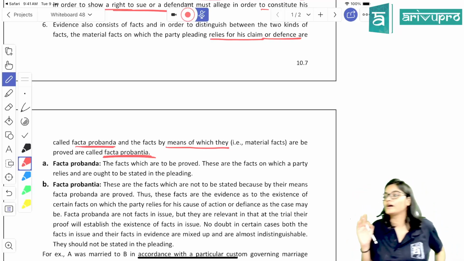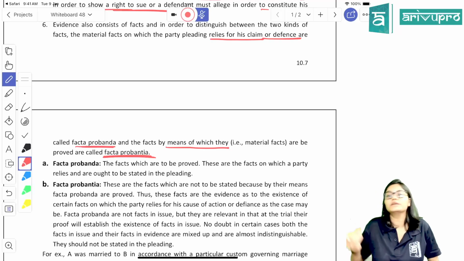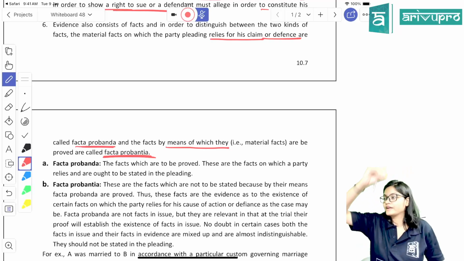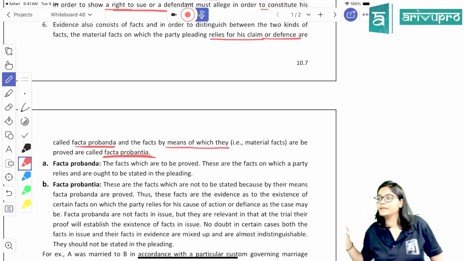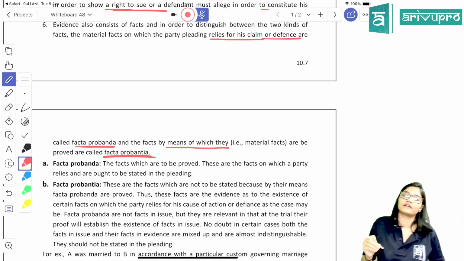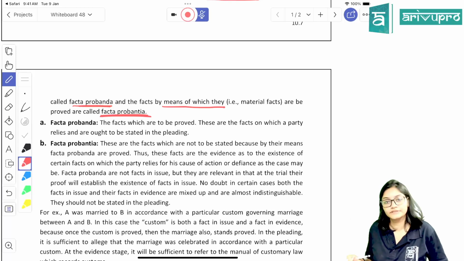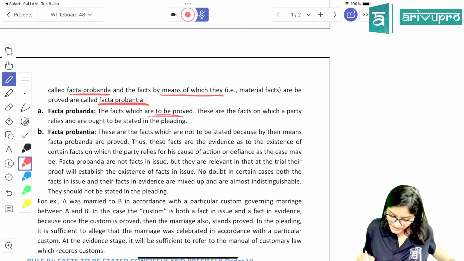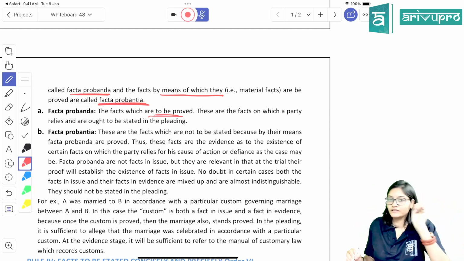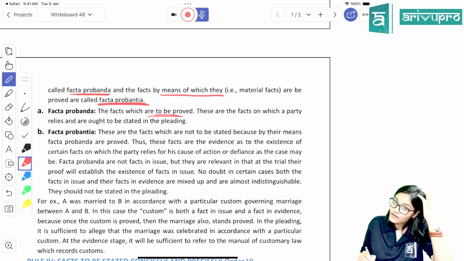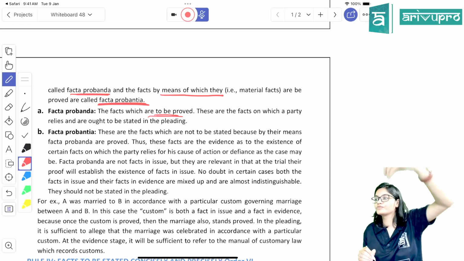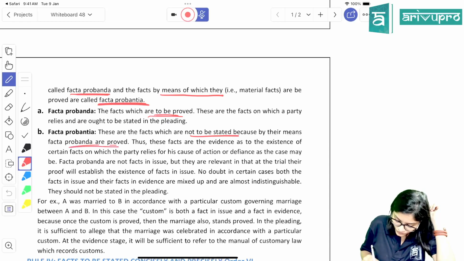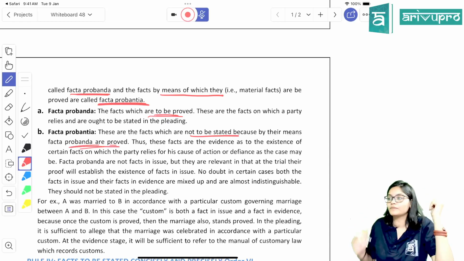Both are different. Facta probenda means what? Those facts which are to be proved. Facta probantia means what? Those facts which will help facta probenda. Those facts which help to prove facta probenda, that is known as facta probantia. Done? Okay. So facta probenda means what? Which are to be proved. These are the facts on which a party relies and are ought to be stated in the pleading, which you have to prove. That is facta probenda. Facta probantia, those facts which will help you to prove the point number A. These are the facts which are not to be stated, because by their means facta probenda are proved. With the help of this facta probantia only, you are going to prove the facta probenda. Right?